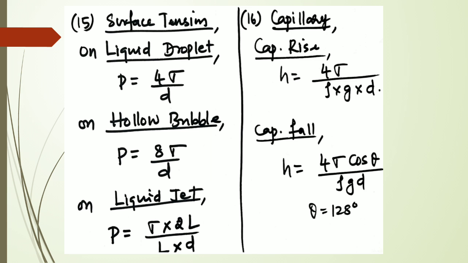So capillary rise, h is equal to 4 sigma by rho g d. Fine. Capillary fall, h is equal to 4 sigma cos theta by rho g d. If the angle is given for capillary fall or capillary depression, use it. If it is not given, take theta as 128 degrees.